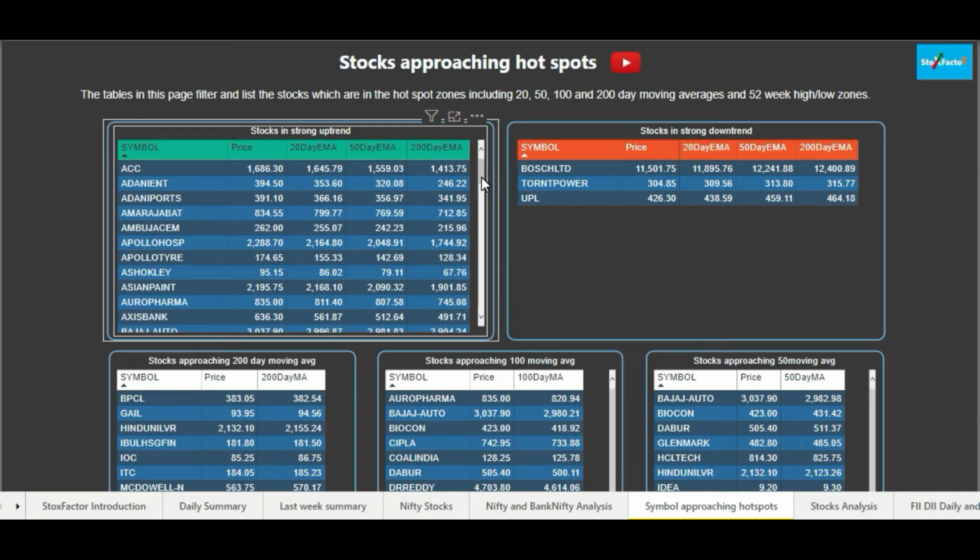Now what do we mean when we say that the stocks are in a strong uptrend? It means that the stock price is currently above the 20-day moving average, the 50-day moving average, and the 200-day moving average. That means the stock is in a strong uptrend, above all the short term, medium term, and long term moving averages, and you would like to hold that share as long as it is above all those moving averages.